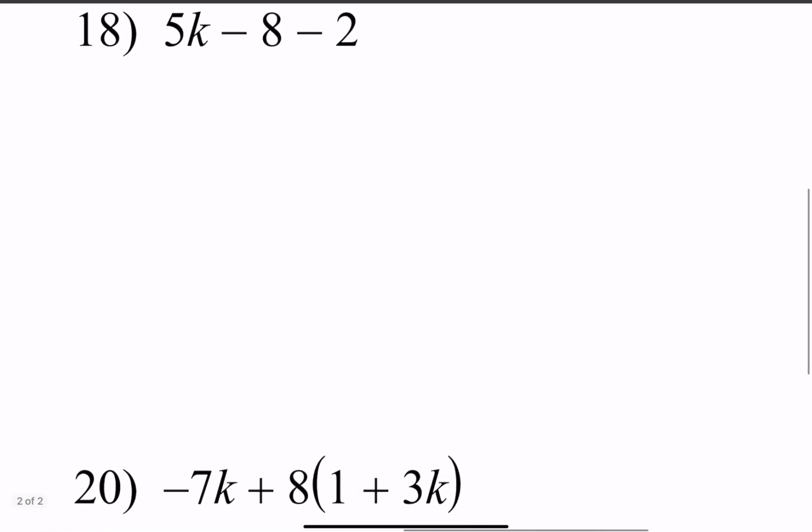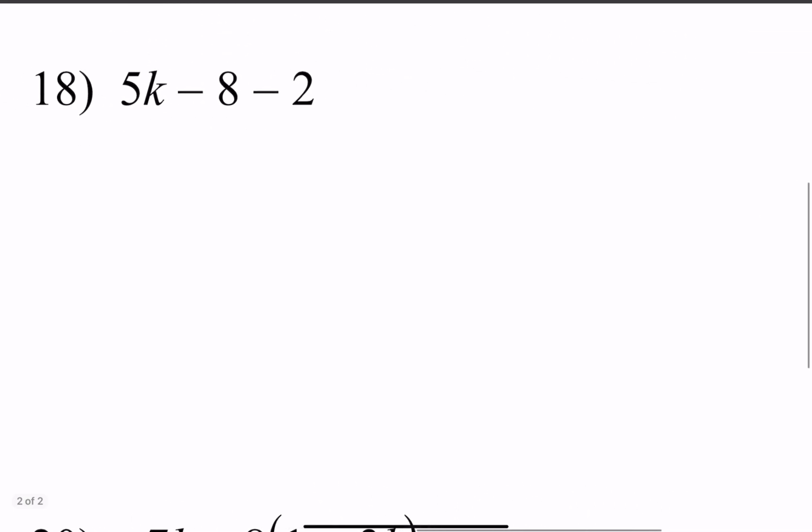16, I think you can do. And 17, I think you can do. Let's look at 18. So 18, we got 5k minus 8 minus 2. Well, 5k is all by itself, right? It doesn't have a like term, right? Because we don't have any parentheses we're dealing with, or exponents, or multiplying, or dividing. We just have straight adding and subtracting that's happening here.